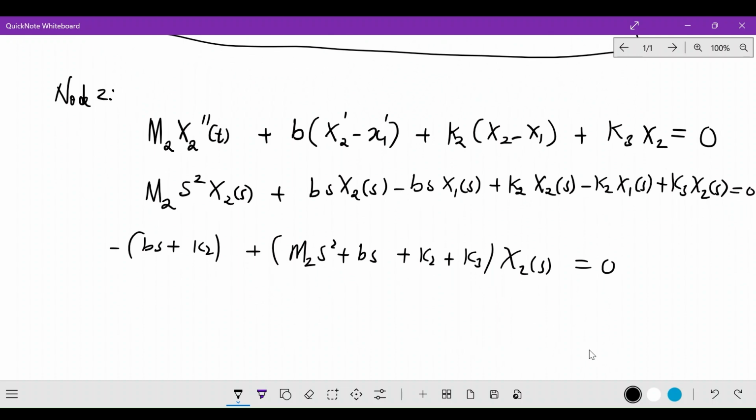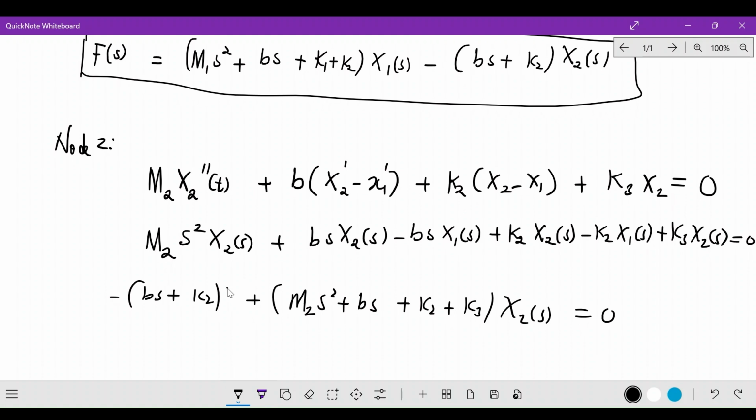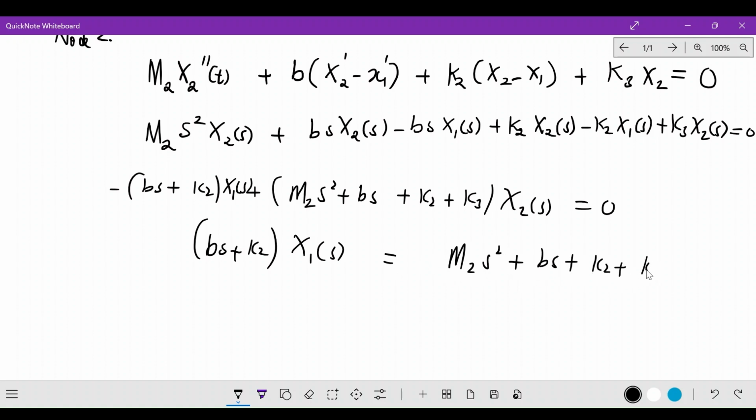Now, this is a second equation. Now remember that we're interested in x2, so I have to get rid of x1. So from this equation number 2, I'm going to solve for x1. So I'll take this guy to the other side of the equation. If I do that, this will be positive. So this will be bs plus k2 times x1 of s. This is equal to m2s squared plus bs plus k2 plus k3, right? Okay, times x2 of s.